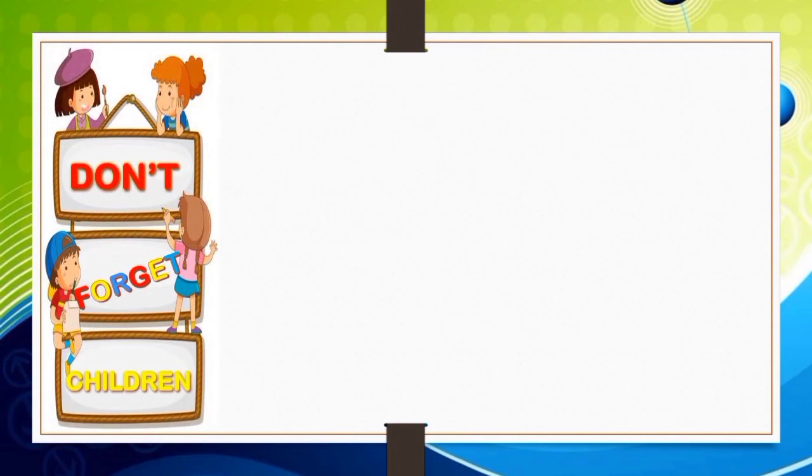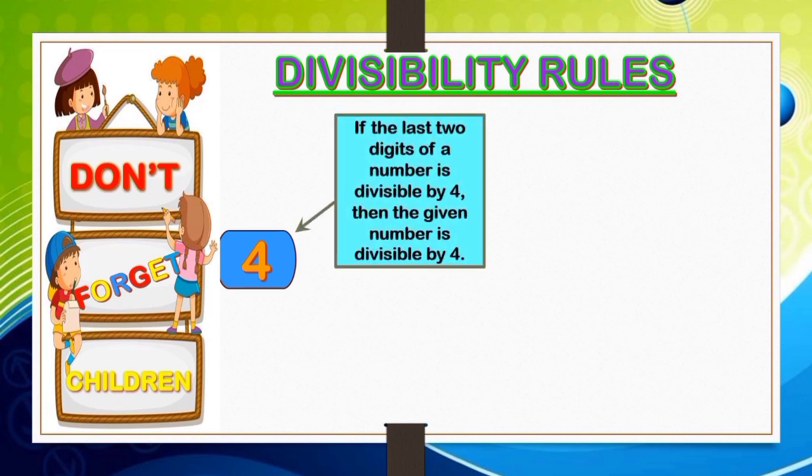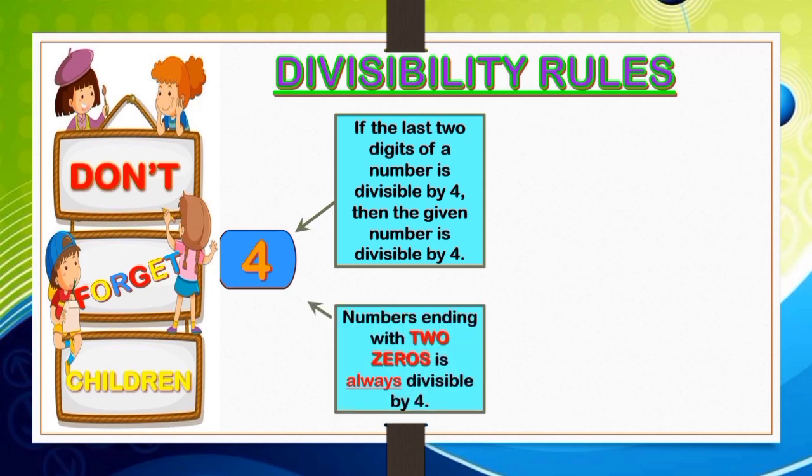Children, let us summarize what you have learned earlier regarding the divisibility rules by 4, 8, 11, and 12. The first one is divisibility rule by 4. There are two rules under this. The first rule states that if the last two digits of a number is divisible by 4, then the given number is divisible by 4. The second rule states that numbers ending with two zeros is always divisible by 4.